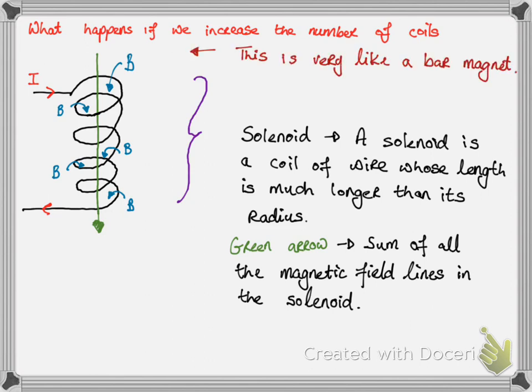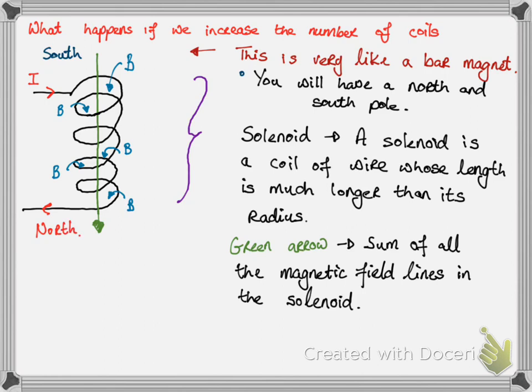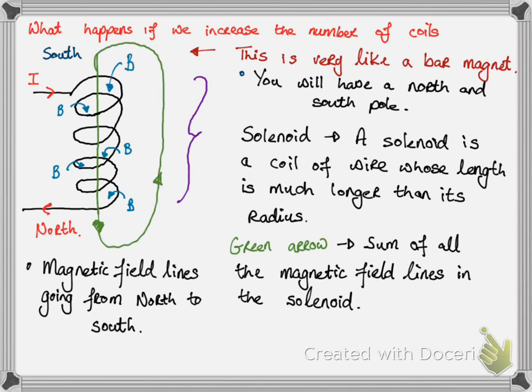So what we have actually developed is something that is very like a bar magnet. It will have a south and north pole, south, for this example, being at the top and north being at the bottom. The magnetic field lines go from the north to the south. So just like a bar magnet, the sum of all these magnetic field lines will go from north to south.